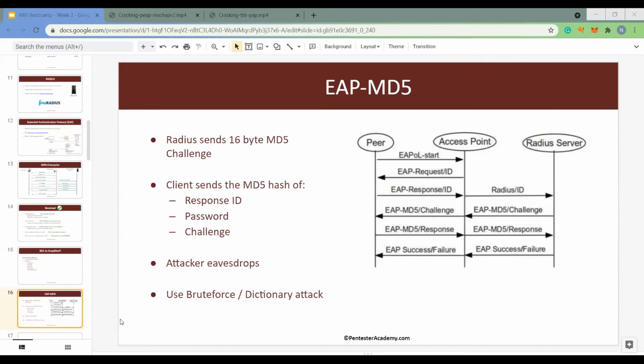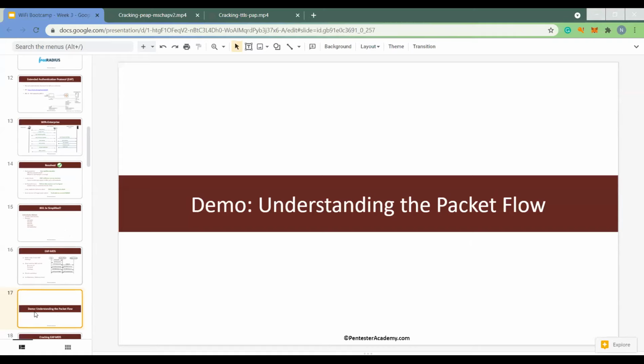So this is how this will work. Again, let's go into more detail and see what the packet flow is. For that, I'm going to share another screen with you. Just a minute.